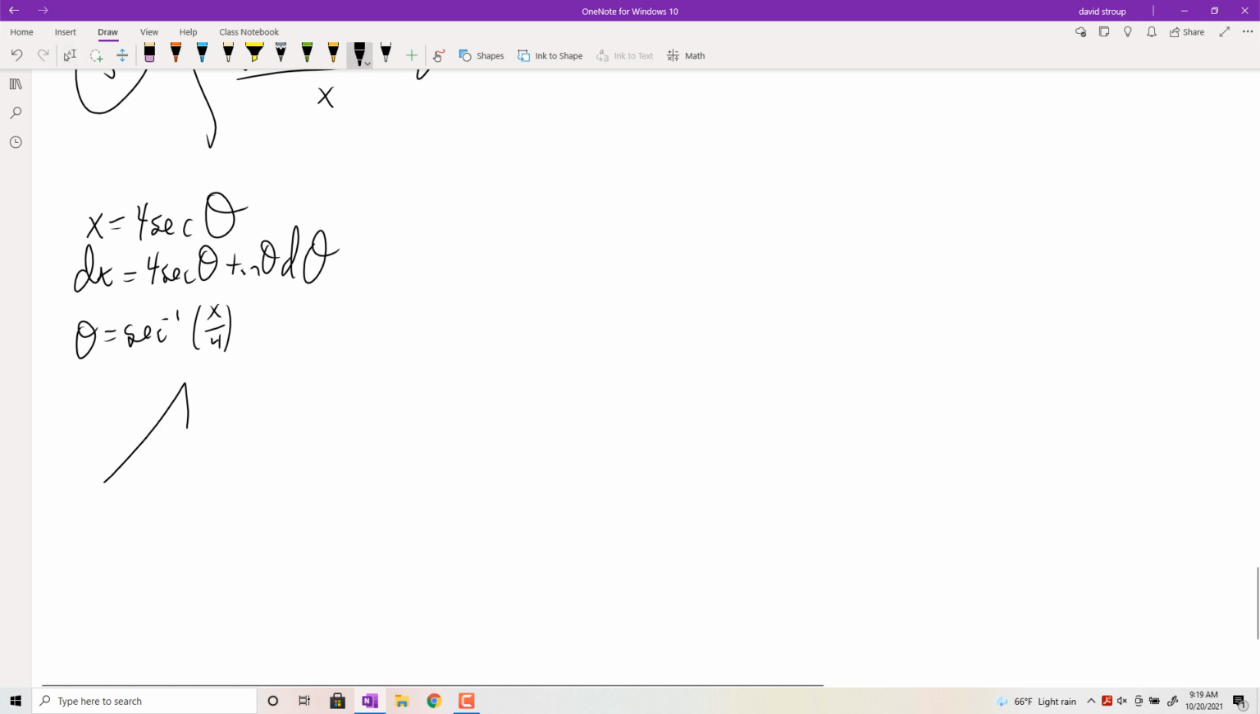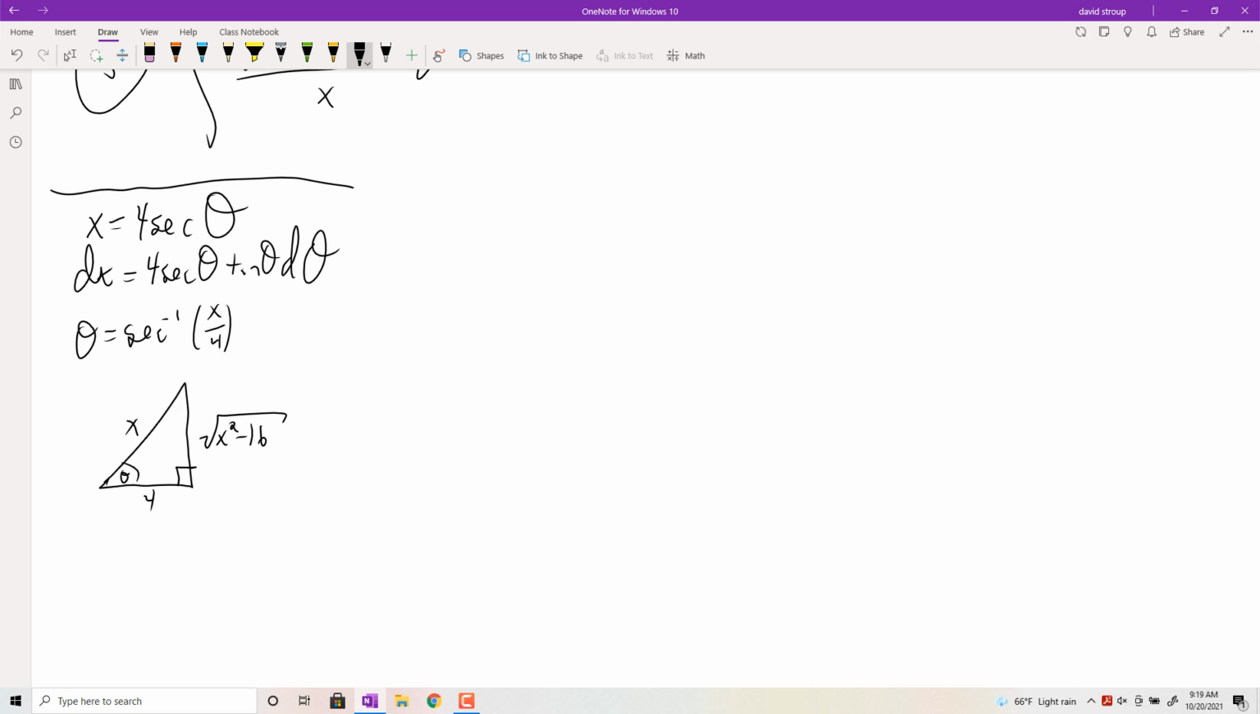And so, triangle here. Secant is 1 over cosine, so this would be like adjacent over hypotenuse, and this third side would be, hypotenuse over adjacent, sorry. So hypotenuse over adjacent, the third side would be square root x squared minus 16 from the Pythagorean theorem. Box all that junk off.